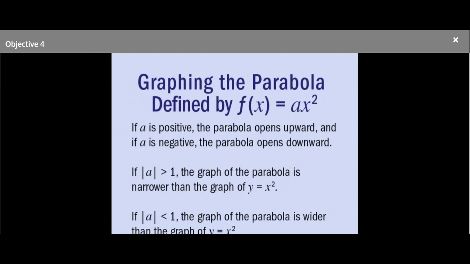If the absolute value of a is greater than 1, the graph of the parabola is narrower than the graph of y equals x squared. If the absolute value of a is less than 1, the graph of the parabola is wider than the graph of y equals x squared.